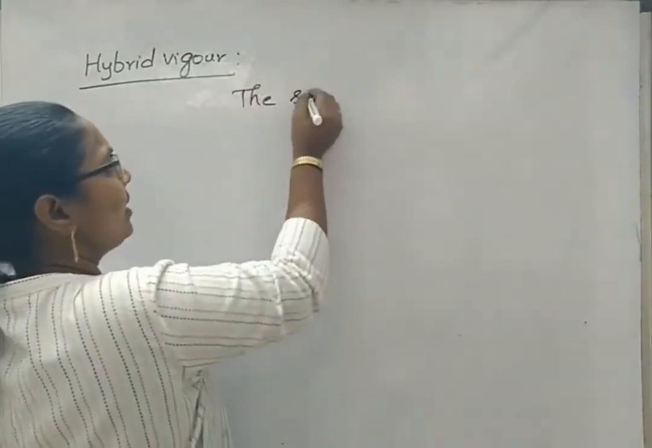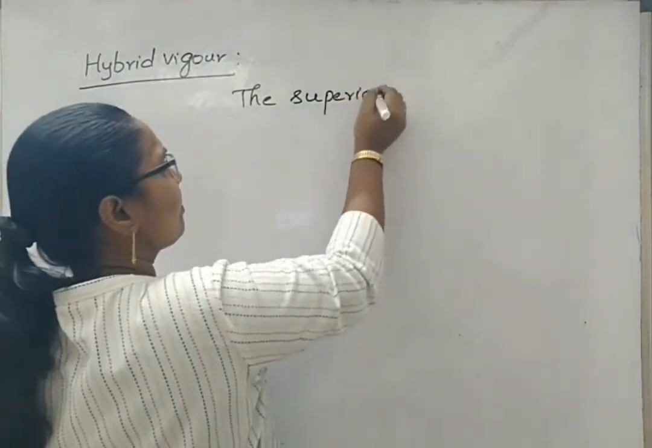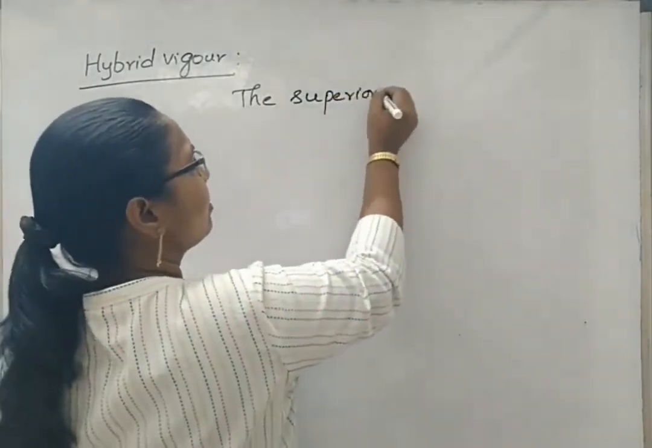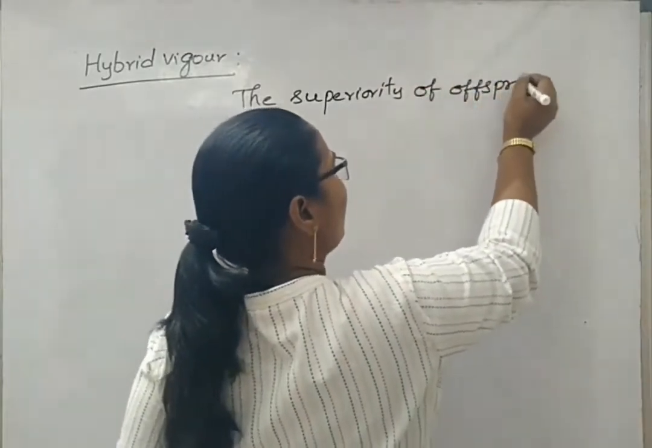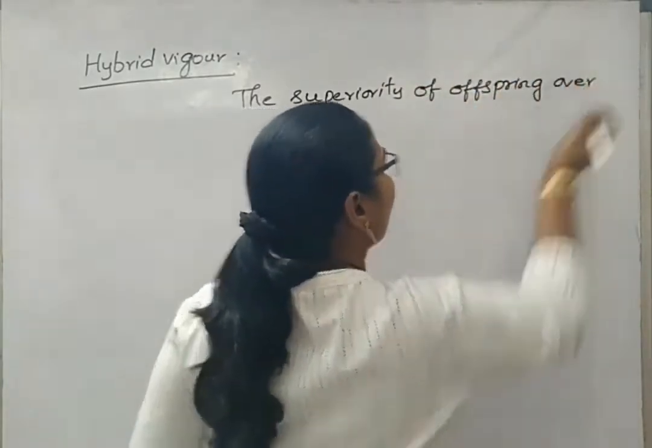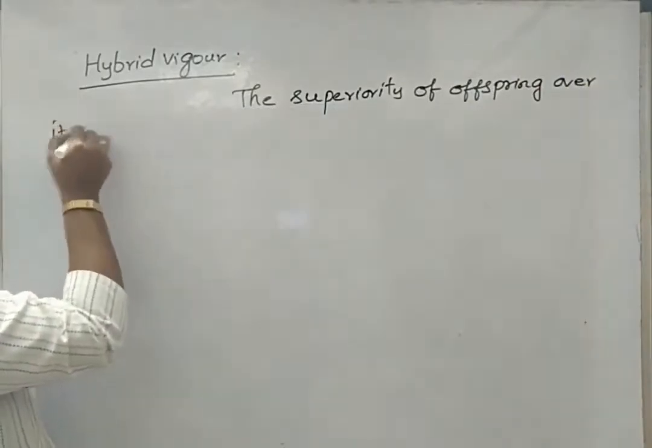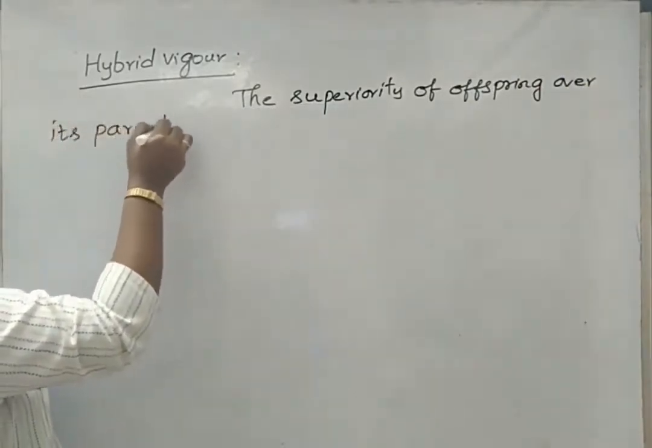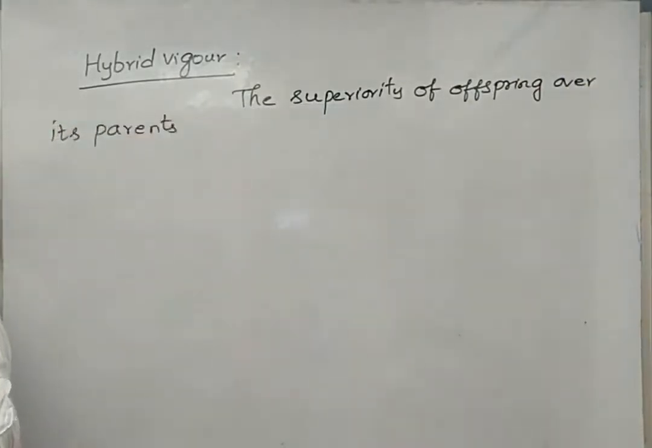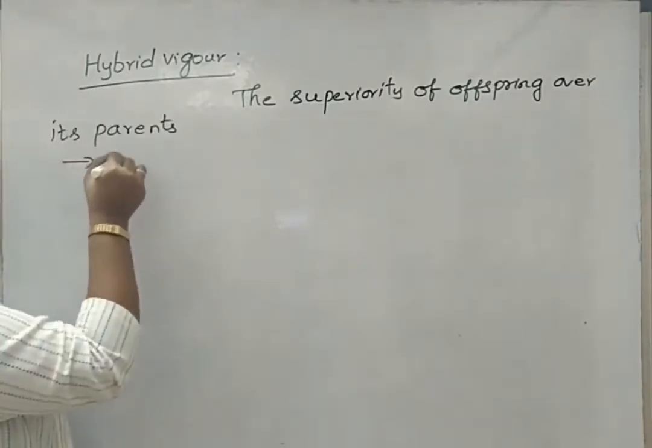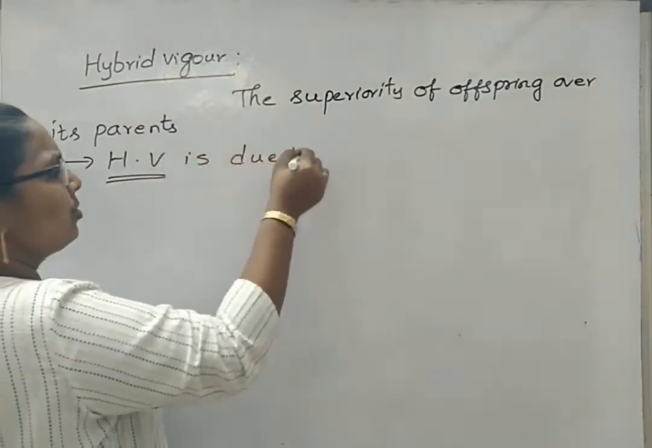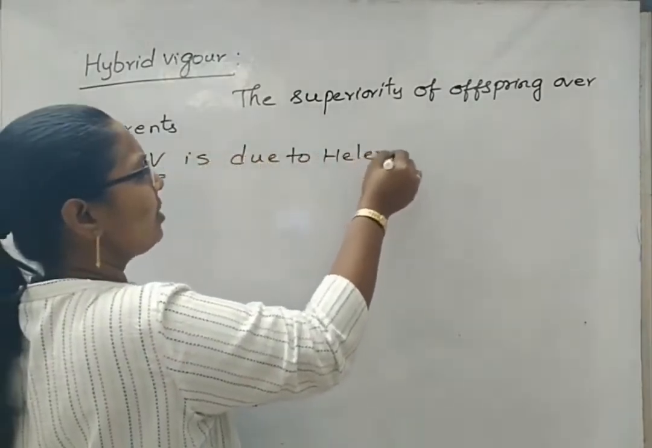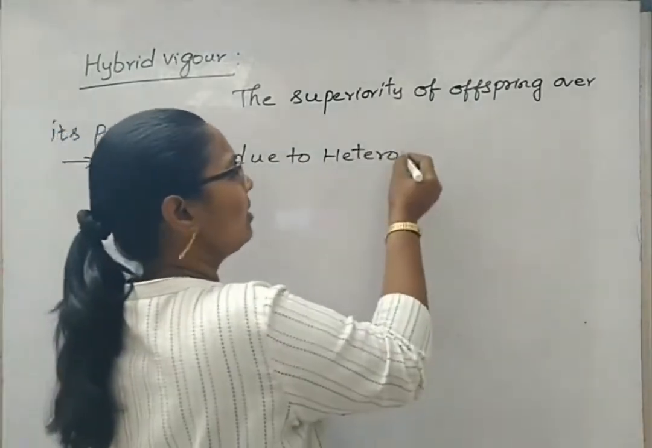The superiority of offspring over its parents is called as hybrid vigor. Now, hybrid vigor is due to heterozygosity of the alleles.